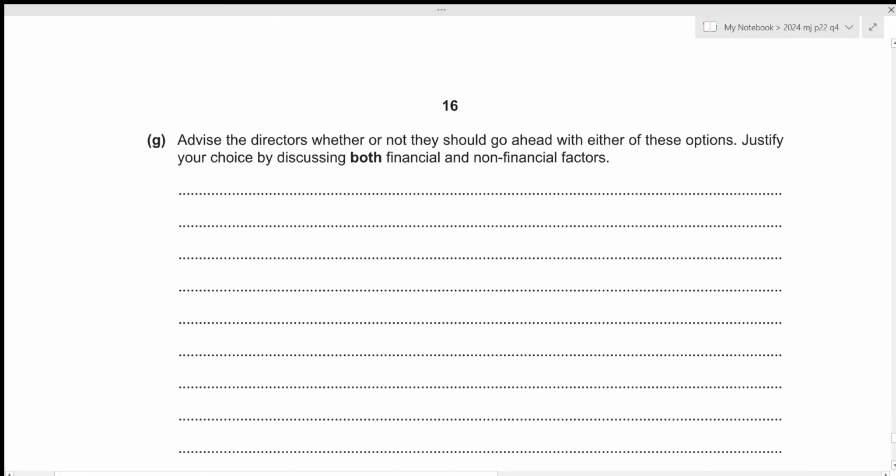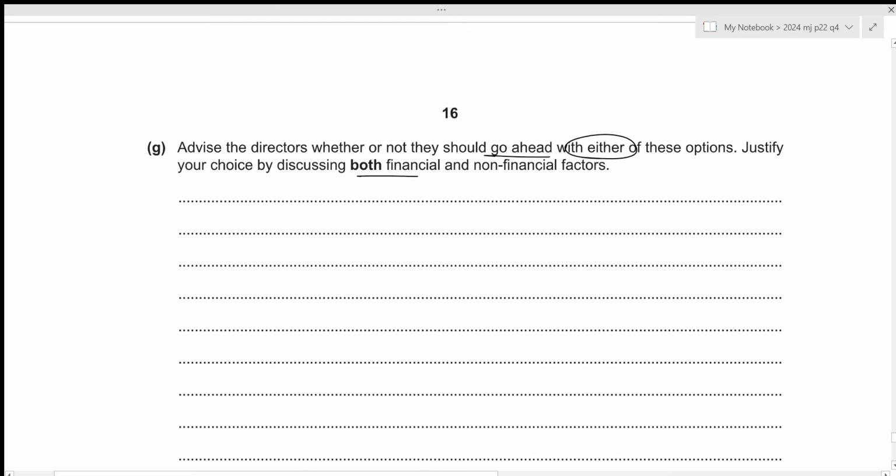We now need to advise the directors whether or not they should go ahead with either of these options. We need to justify our choice by discussing both financial as well as non-financial factors. So in this case, the question is of 7 marks. 1 mark will be reserved for the final decision. Then we also need to discuss either of these options. So 2 marks will be for option A, 2 for option B, and 2 for both the options, because we can choose both or we can choose neither of these as well.